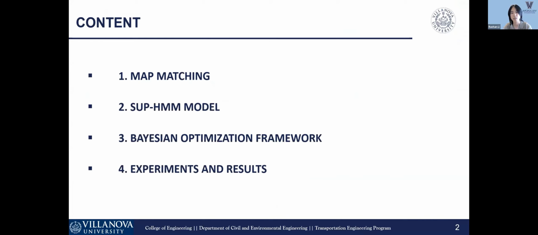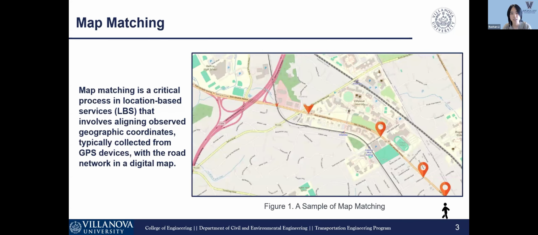Here's a quick outline. I'll first explain what map matching is and why it's challenging for location-based service data. Then I will introduce our Sup-HMM model, how we integrate Bayesian optimization and Markov chain Monte Carlo, followed by some experiments and results. First, what is map matching?